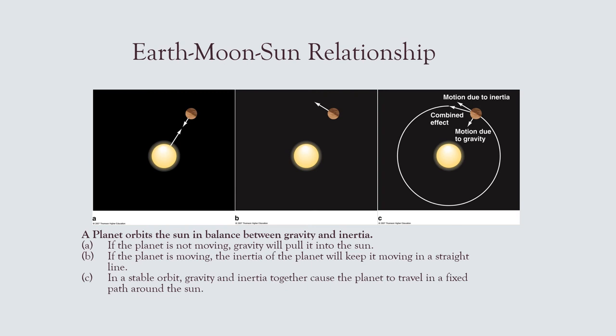Also, planets, moons, and satellites stay in orbit because of the law of inertia. Gravity would pull us into the sun, but because we tend to stay in motion, the two vectors counteract each other. You can see this one would shoot us off into space. This one would pull us into the sun, but when you combine them, you get a rotation. So planets orbit the sun in balance between gravity and inertia. Our telecommunication satellites orbit the Earth due to gravity and inertia. And we have two tides due to gravity and inertia.